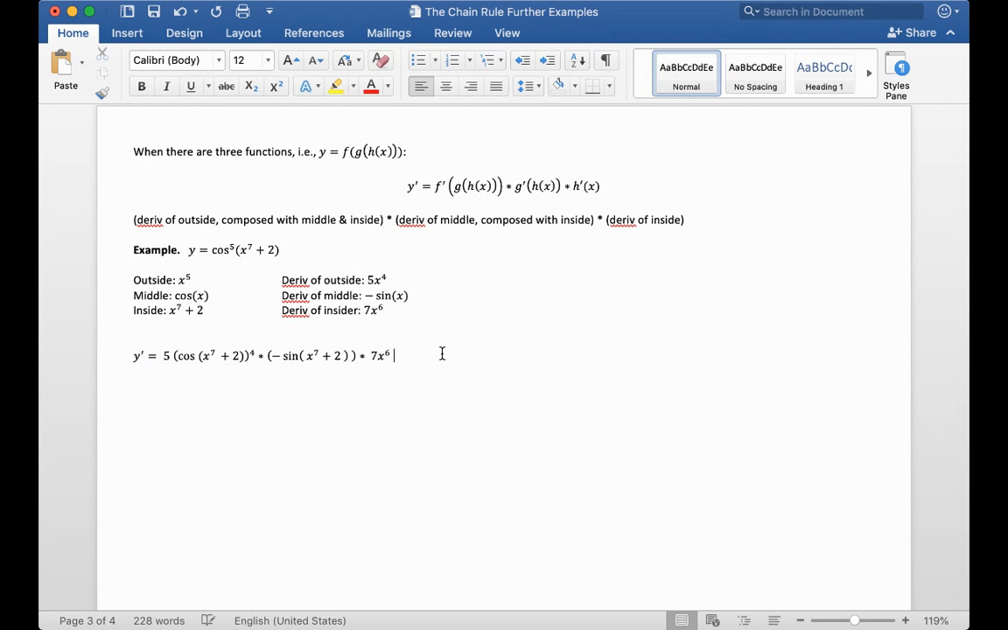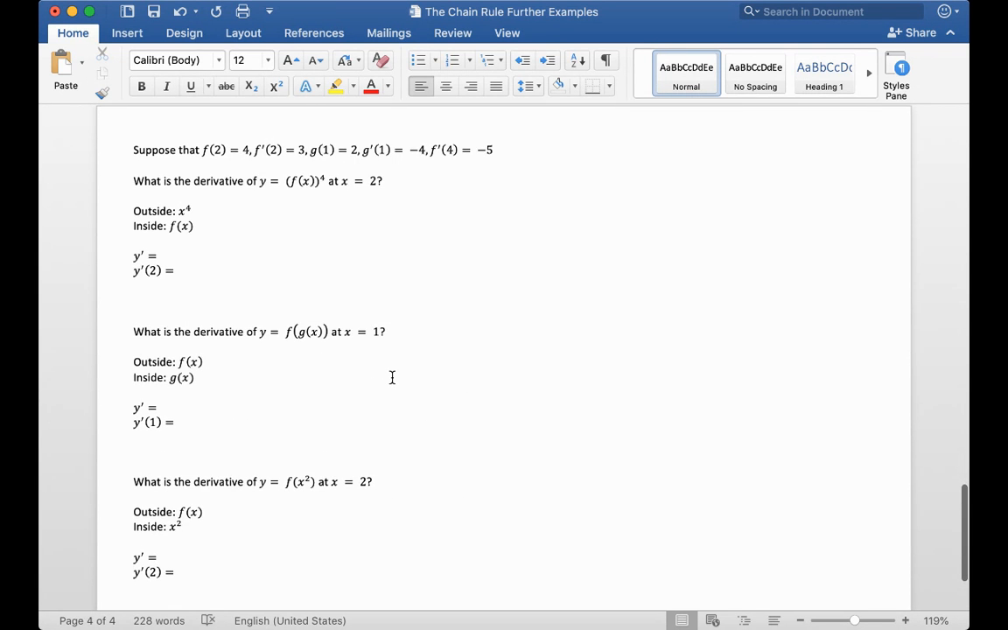And this is actually the solution to this problem. So again, let's review. It's going to be the derivative of the outside, 5 something to the fourth, but the something that's being raised to the fourth is what was being raised to the fifth earlier, cosine of x to the seventh plus 2, times the derivative of the middle, minus sine of what was inside the cosine function originally. That's going to be x to the seventh plus 2 times the derivative of x to the seventh plus 2. Derivative of the outside times the derivative of the middle times the derivative of the inside.